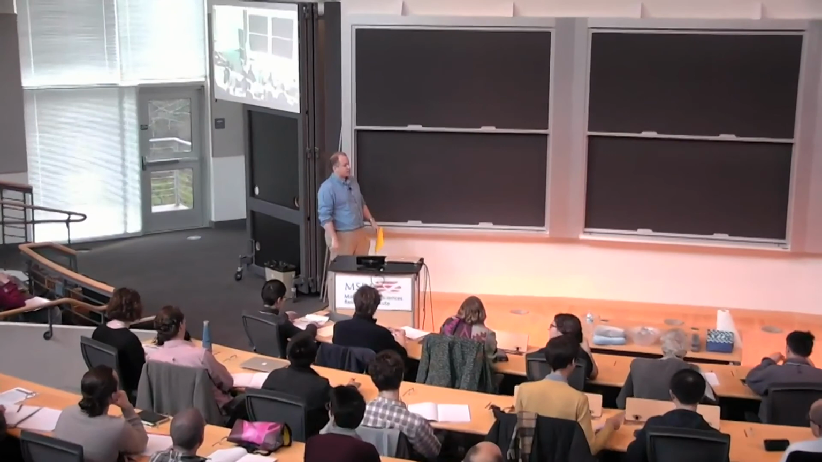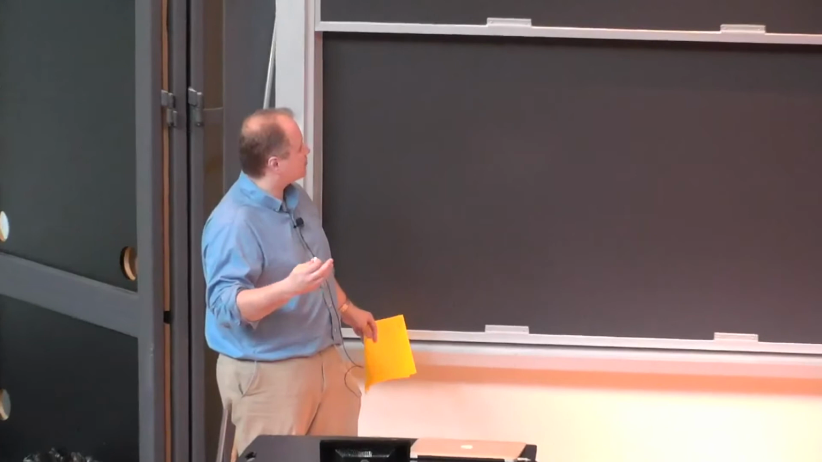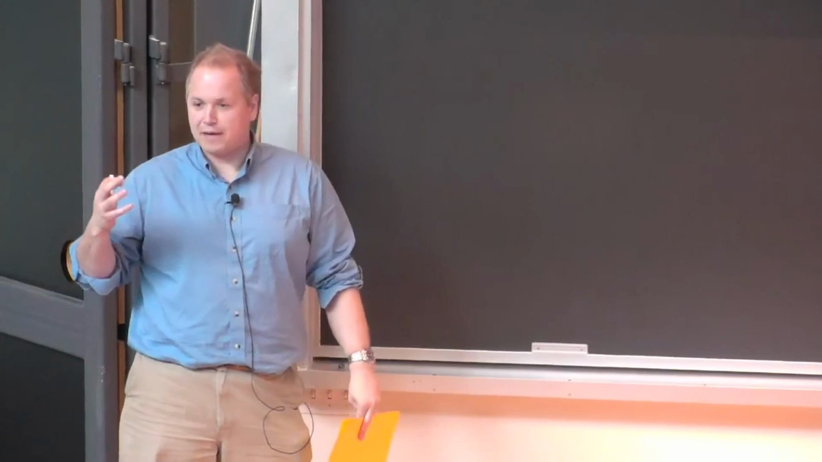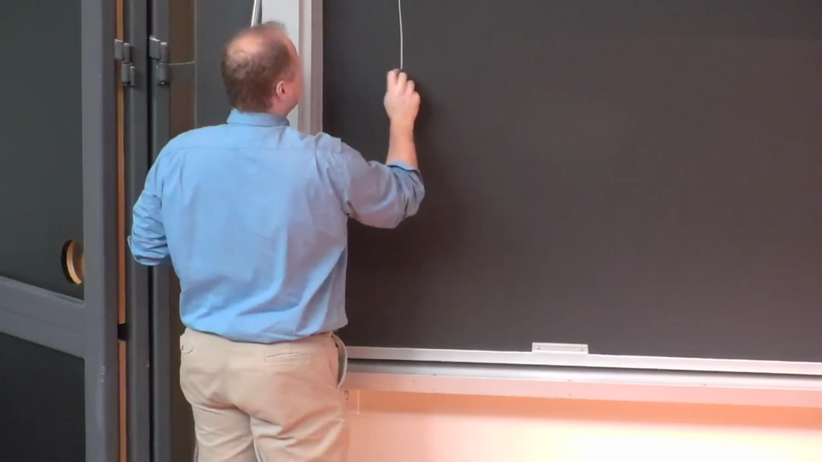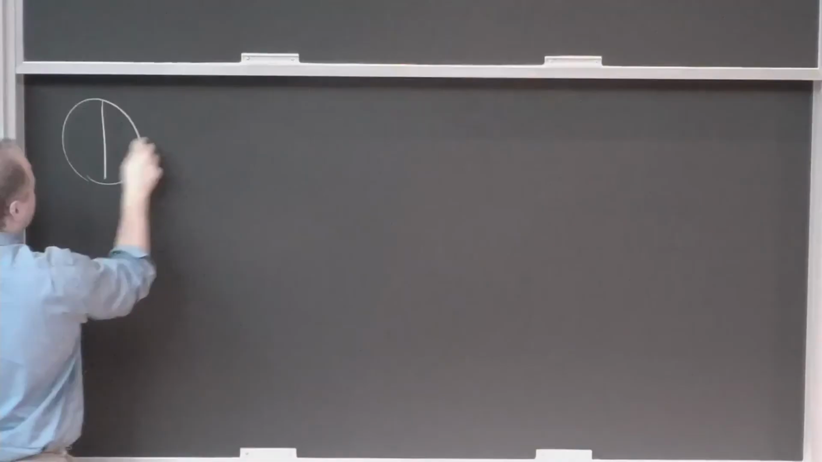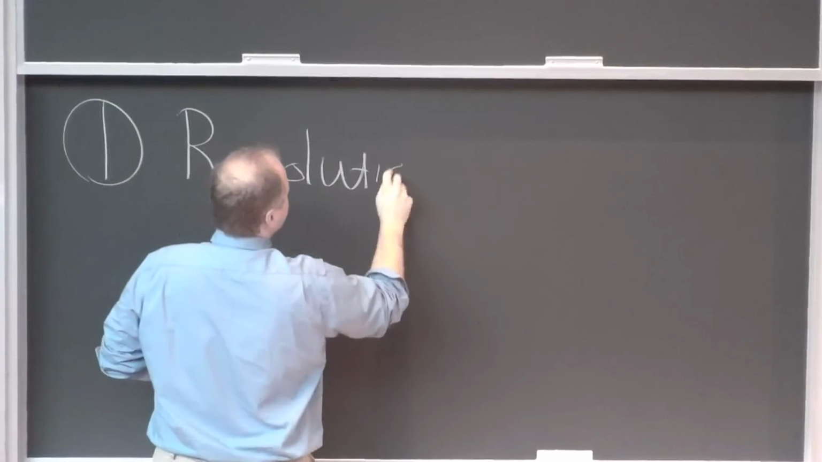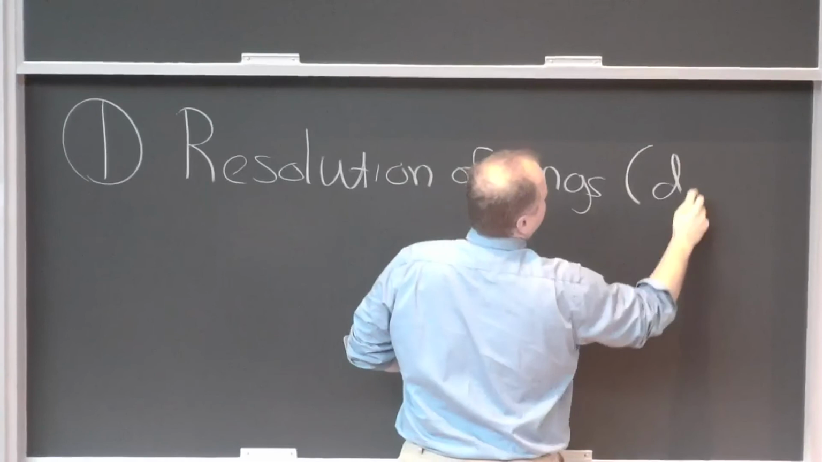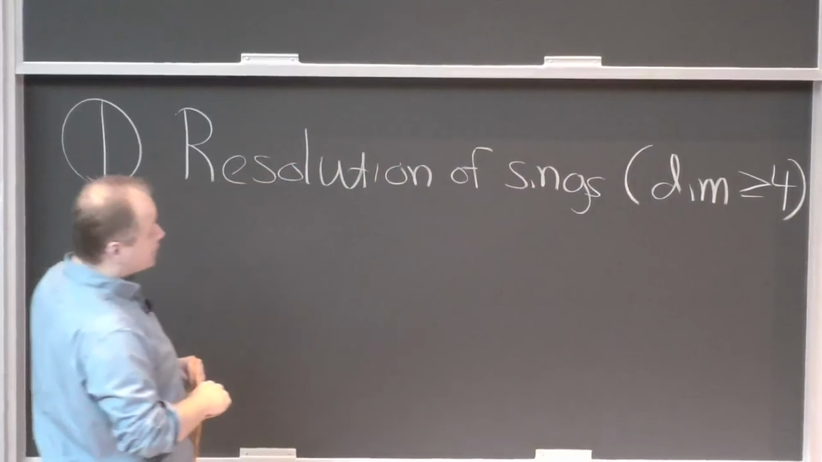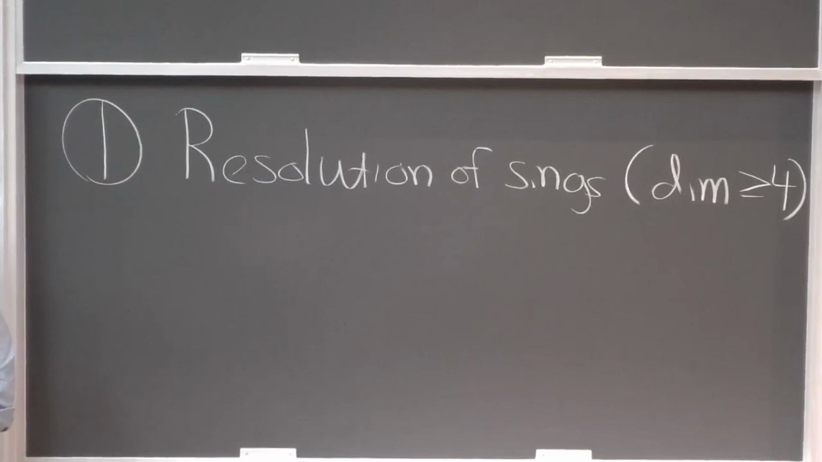if we're studying algebraic geometry in characteristic P, then there's at least three things that I think we all know about that maybe go wrong, or at least don't work as well as we want. And maybe some of those are resolution of singularities, and at least in dimension bigger than or equal to 4, we don't know what the status is, at least as far as I know. Maybe someone here does.